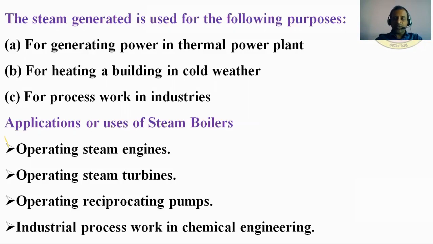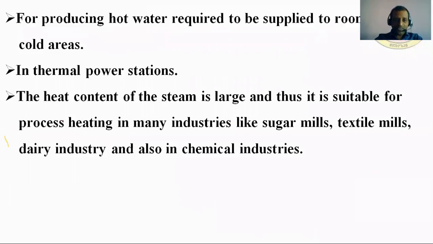And also you can operate reciprocating pumps. Then industrial process work in chemical engineering; industrial processes are also carried out with the help of this steam. Then for producing hot water required to be supplied to rooms in very cold areas. Then in thermal power stations, the heat content of steam is large and thus it is suitable for process heating in many industries like sugar mills, textile mills, dairy industry, and also in chemical industries. In these industries, you can use the steam.